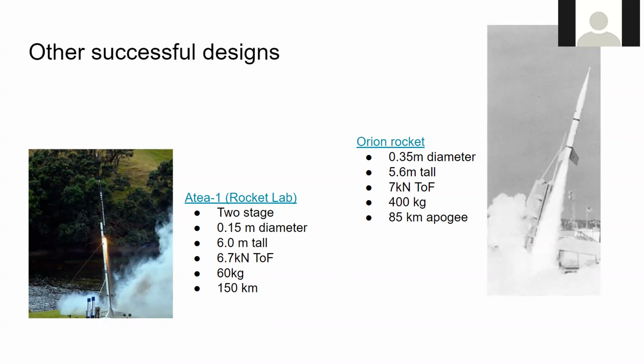And the key point about it that's different than us is that they are a two-stage rocket and we are a one-stage. The second rocket that I have found is the Orion rocket, which was an early prototype sounding rocket, I believe designed by NASA, and similar kind of thing, 7 kilonewton takeoff thrust. Obviously much heavier because it was only one stage, as with us, rather than two-stage with the Atea rocket.